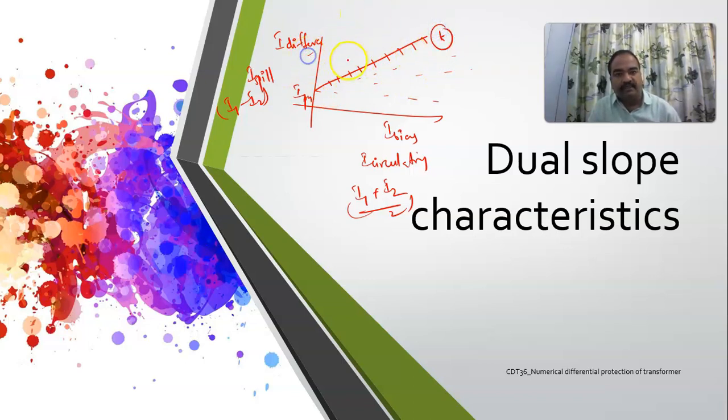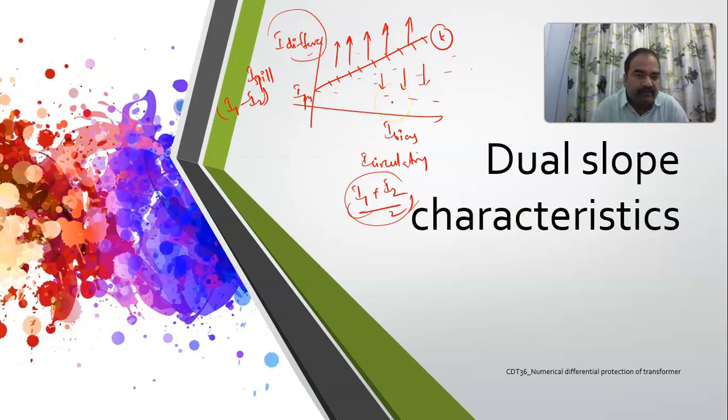Now if your current is greater than the operating points, you will note down this value. If the operating point is lying in this region, then automatically the relay will give a trip signal. If it is lying in this region, then it will restrain from giving a signal. This is how it works. This one is called a slope.